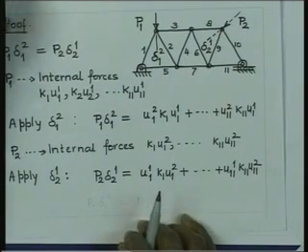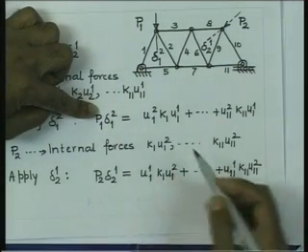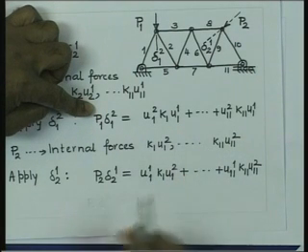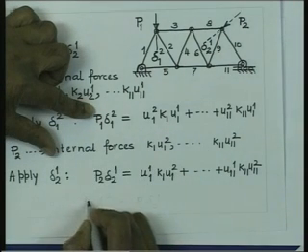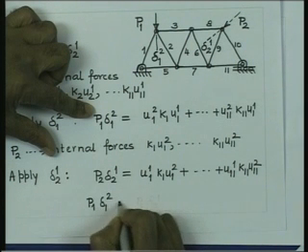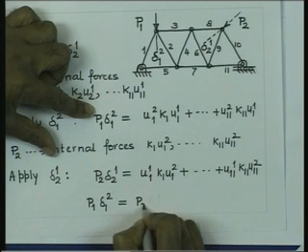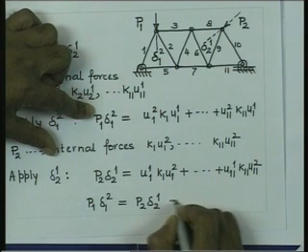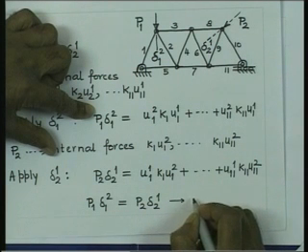Now look at these relations. You have the expression here and here on the right hand side, they are the same, and therefore we have P1 delta 1 superscript 2 is equal to P2 delta 2 superscript 1. So that proves the reciprocal theorem.